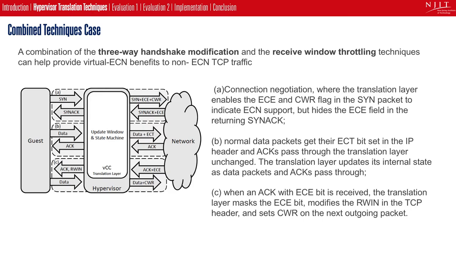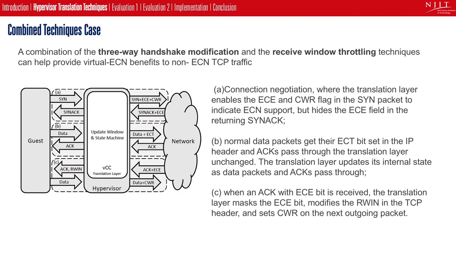The VCC translation layer in the hypervisor first uses the three-way handshake modification technique, which is part A of the figure. It modifies the TCP header fields of the sent packets to enable ECN support in the underlay. Next, VCC only sets the ECT bits in the IP header of outgoing data packets and forwards incoming ACKs transparently. We can look at part B of the figure.